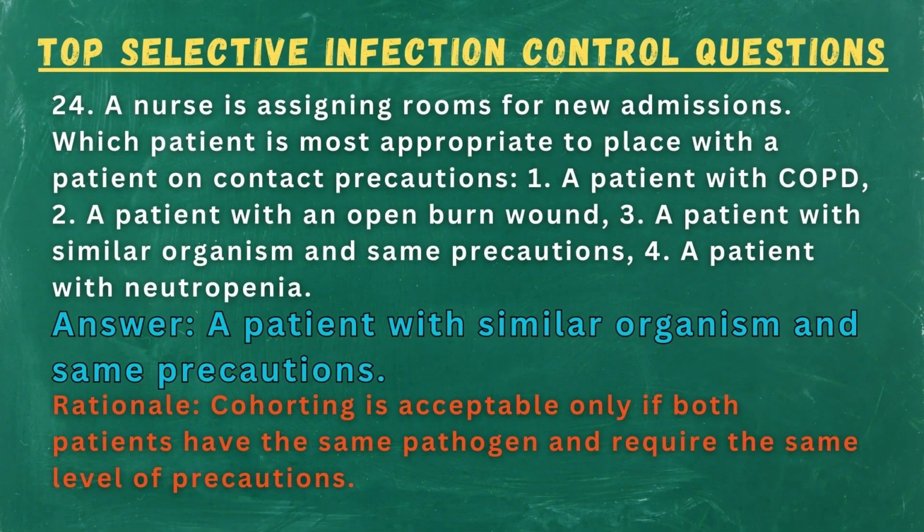24. A nurse is assigning rooms for new admissions. Which patient is most appropriate to place with a patient on contact precautions? 1. A patient with COPD. 2. A patient with an open burn wound. 3. A patient with similar organism and same precautions. 4. A patient with neutropenia. Answer: A patient with similar organism and same precautions. Rationale: Cohorting is acceptable only if both patients have the same pathogen and require the same level of precautions.